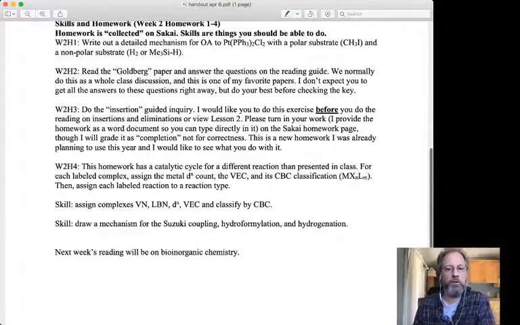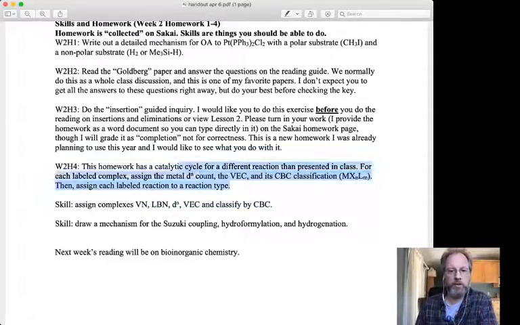And then the 4th homework is a catalytic cycle for a new reaction that we didn't cover in class. And I want to emphasize that you are getting additional practice in assigning the valence number, the ligand bond number, DN count, valence electron count, and classifying the compounds by the covalent bond classification. So that's a really important skill, and you're going to use that skill to assign the steps of a catalytic reaction.